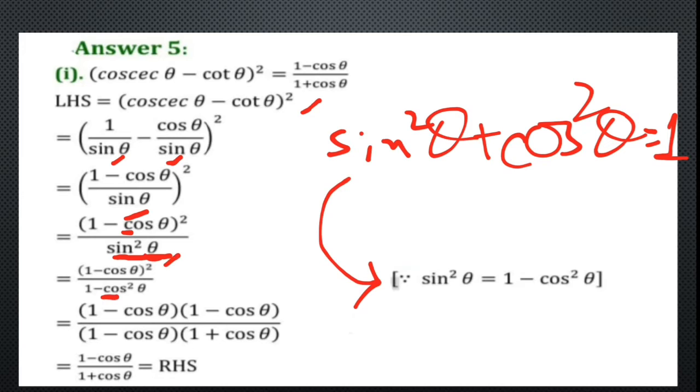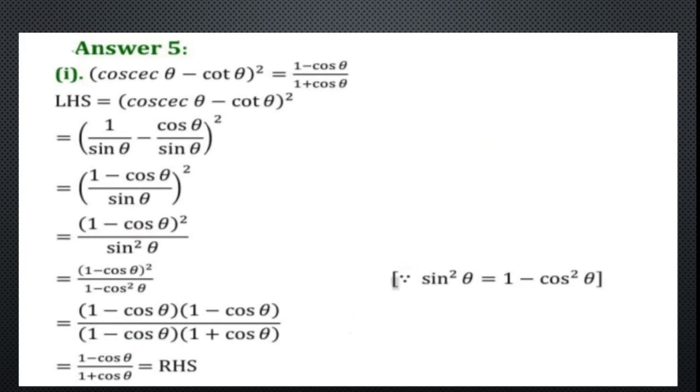So you can write the numerator as (1 minus cos theta) into (1 minus cos theta), and the denominator as (1 minus cos theta) into (1 plus cos theta). Why? I am using the a square minus b square formula, (a plus b) into (a minus b). So this term and this term will cancel each other. The remaining will be (1 minus cos theta) by (1 plus cos theta), which is equal to the right hand side part. In this way you have to solve part number 1.